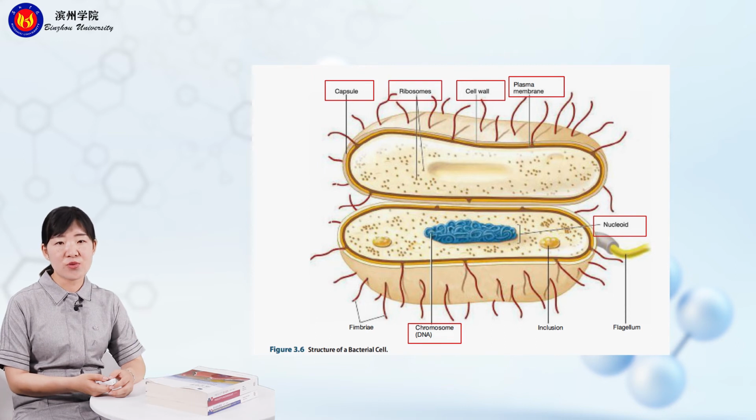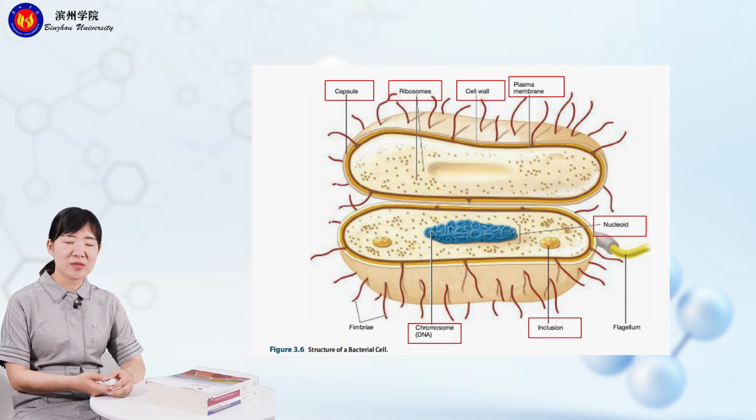And you can see ribosomes. Ribosomes and larger masses called inclusions are scattered about the cytoplasm. Ribosomes are responsible for protein synthesis. Inclusions are employed for storage of carbon, phosphate, and other substances.